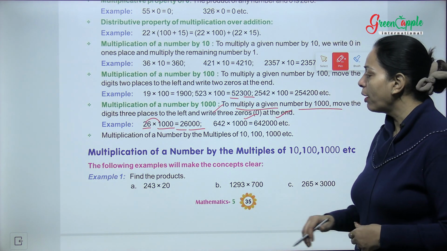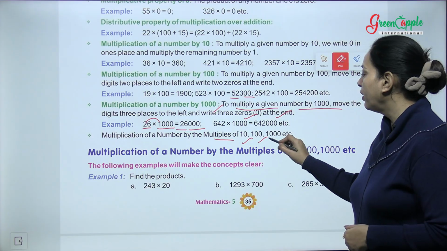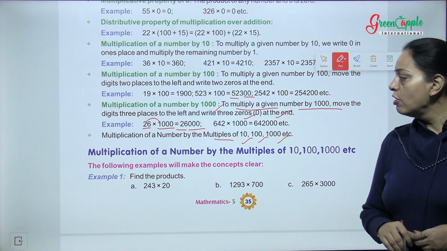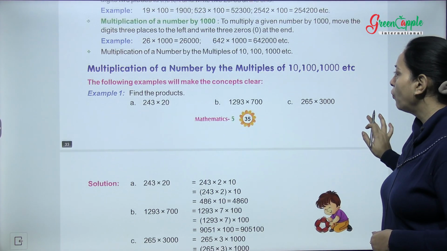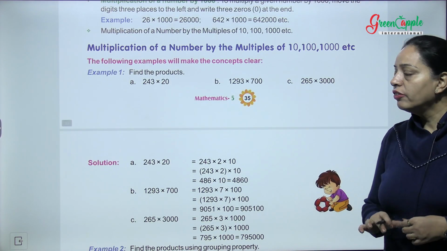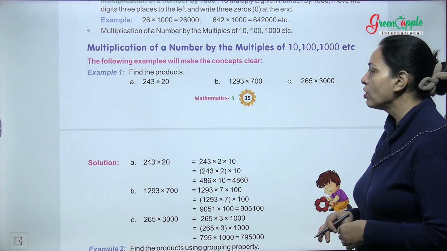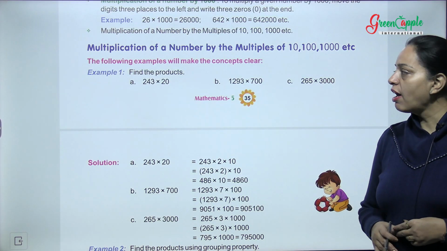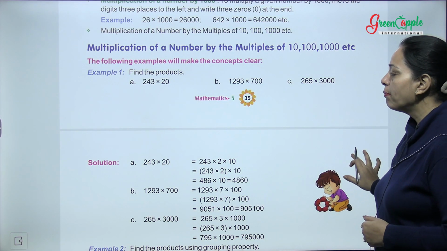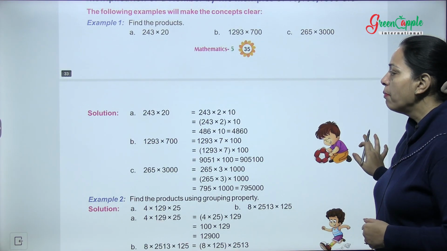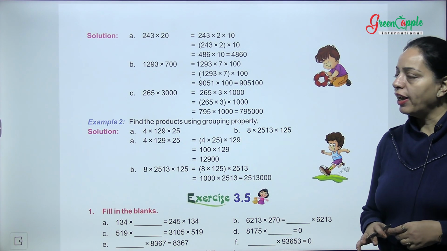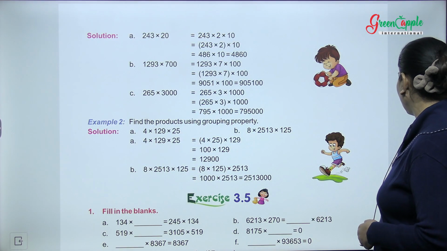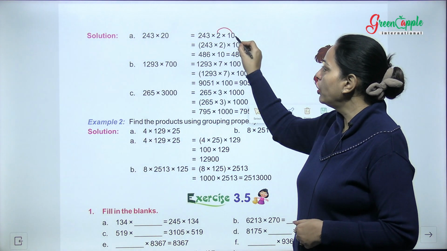Now multiplication of a number by the multiples of 10, 100 and 1000, etc. The following example will make the concepts more clear. See example 1, find the products. A part: 243 multiply by 20. So what to do? Simply we can break it up; how can we write 20? 2 into 10.